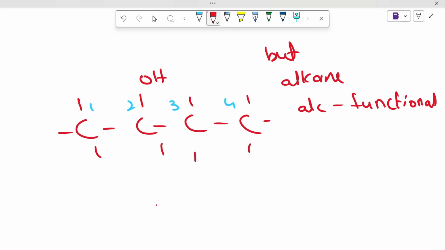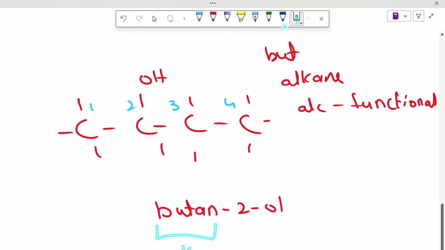We'll write butane-2-ol. Why? Why the butane part? Because, as I already told you, there are four carbons over here. Why the ol? Because there's alcohol over here, right? And why the 2? Because it's bonded to the second carbon, which is the alpha carbon.